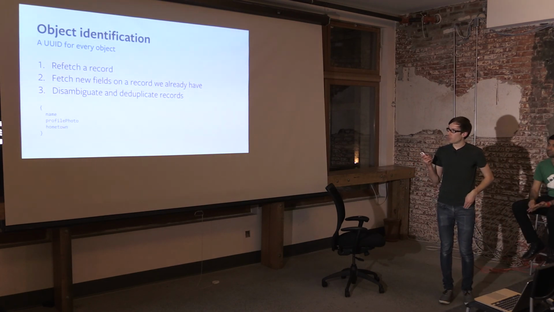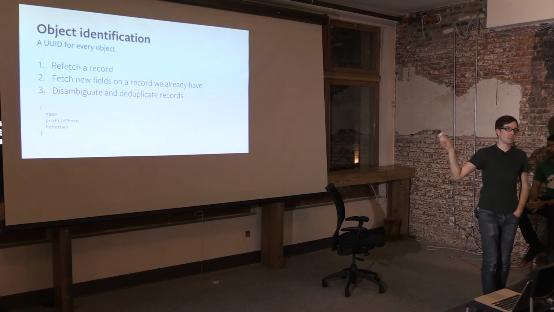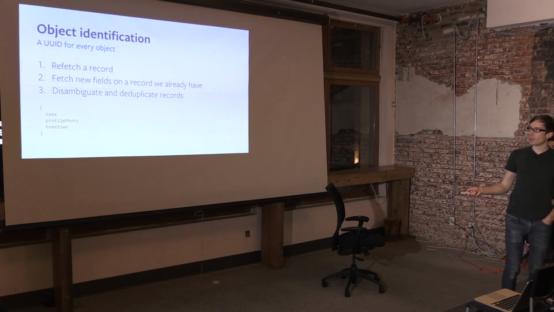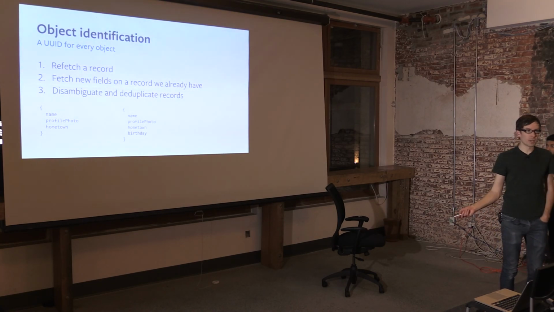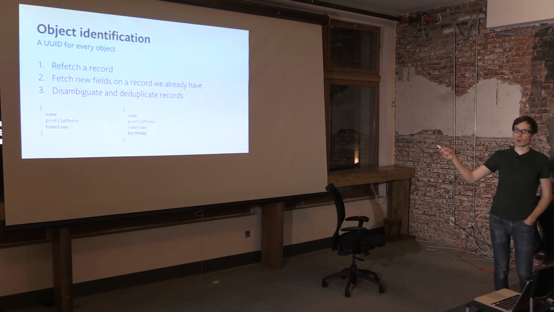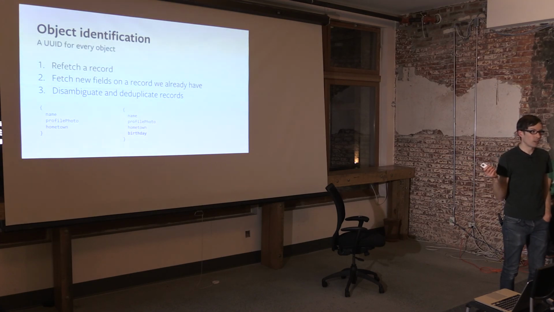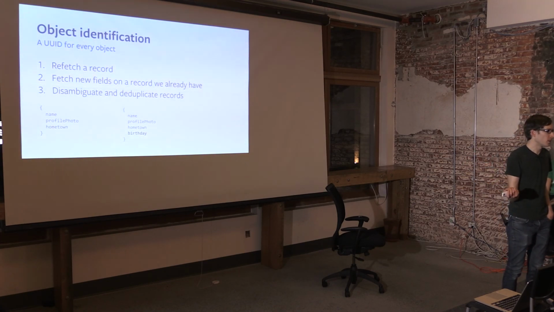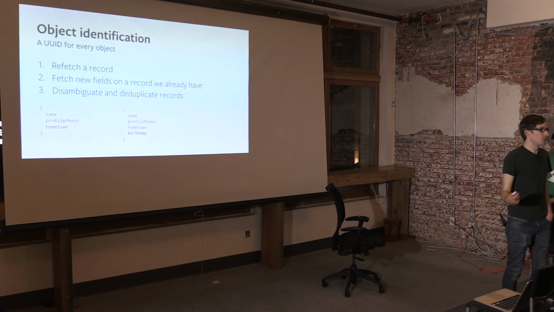So the second point, fetching new fields on a record we already have. Let's say at time zero, I fetched name, profile photo, and hometown. And then at time one, I go into some other view, and I want to fetch name, profile photo, hometown, and birthday. These two queries don't know about each other. Imagine these as two different UI components, but they have overlapping requirements. They both share those first three fields. So if I've already fetched the first three, I don't want to fetch them again.